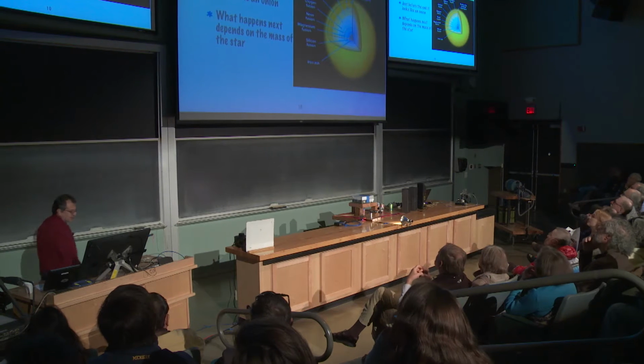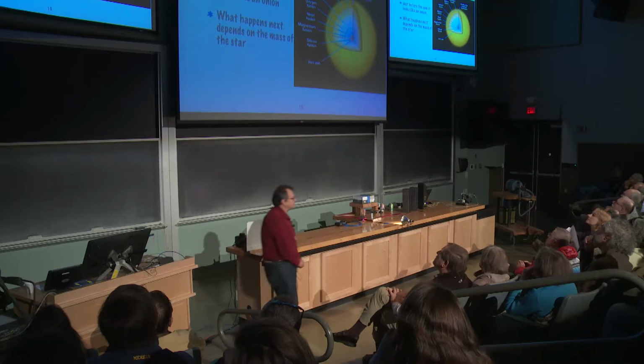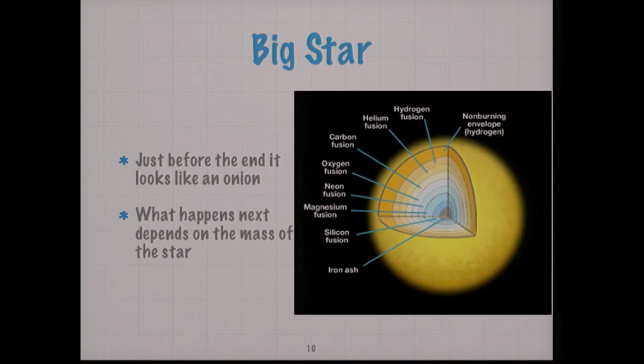At the end, just before the end, it looks something like this. It looks like an onion. Iron ash is accumulating in the core, and it has various layers where it's burning stuff. There's a silicon layer, etc. Various fusion layers out to a hydrogen fusion layer way away from the core.